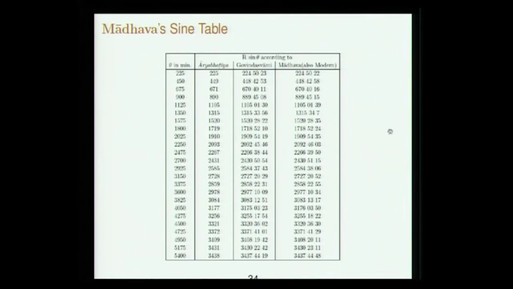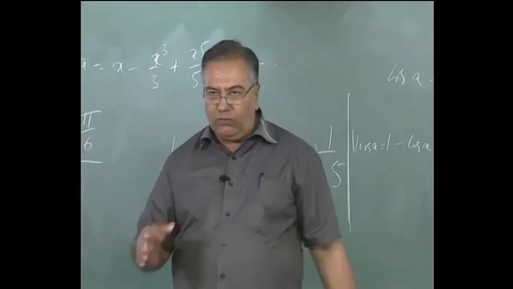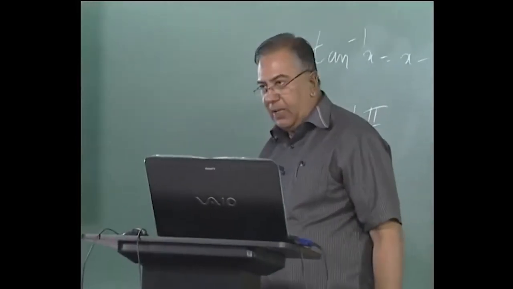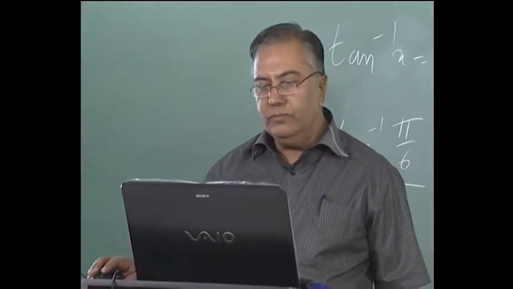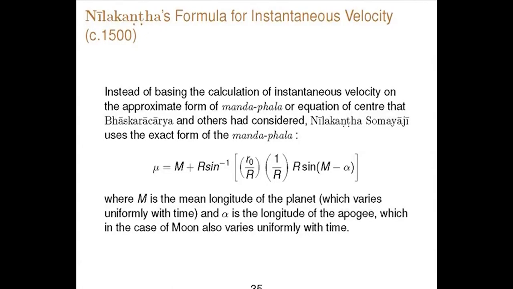So, this is the sine table of Aryabhatta, which was improved upon by Govinda Swami, which is further improved upon by Madhava. So, this is in minutes, this is in seconds, this is in thirds. So, up to thirds, it will coincide with the modern values that we know for sine. So, if you think of it in decimal terms, it is accurate up to 7-8 decimal places, the sine table. So, this is the sine table for 24 R sines given by Madhava.